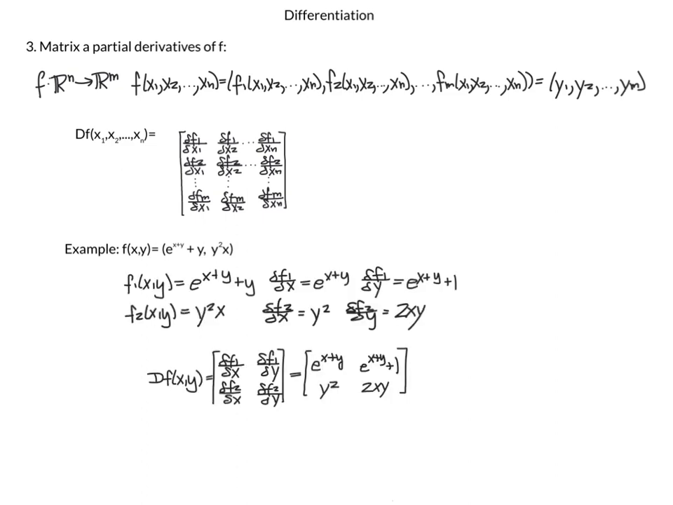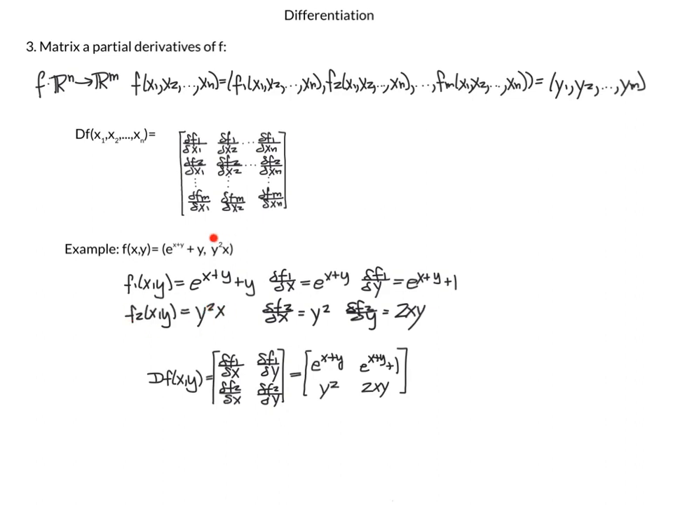As I had mentioned before, my f1 now is going to be e to the xy plus y. So df1 with respect to x, y is constant, so that's e to the x plus y plus 0. And df1 with respect to y, x is constant, is e to the x plus y plus 1.